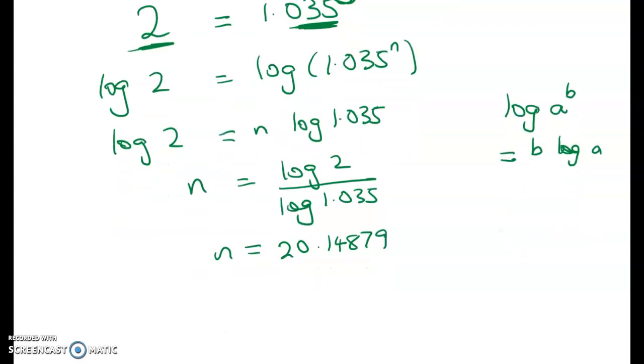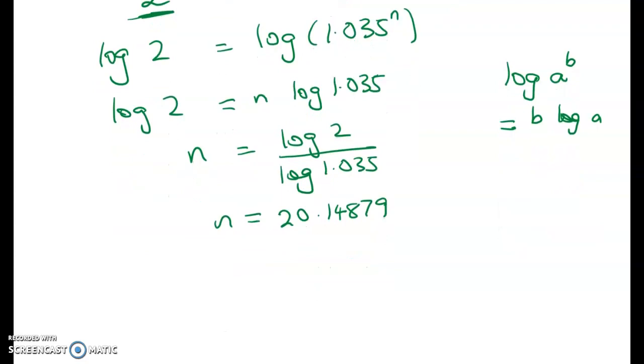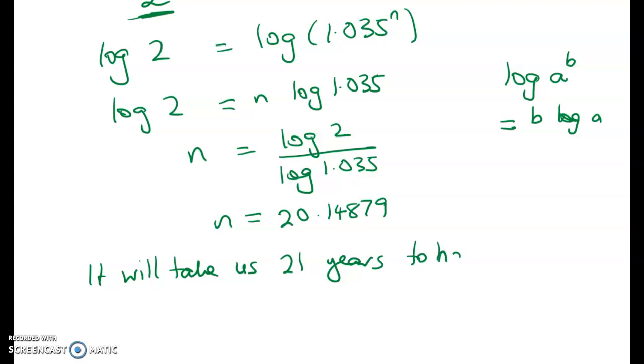20.14879. So how long will it take us to get to $1,000? It will take more than 20 years. It will take us 21 years to have $1,000.